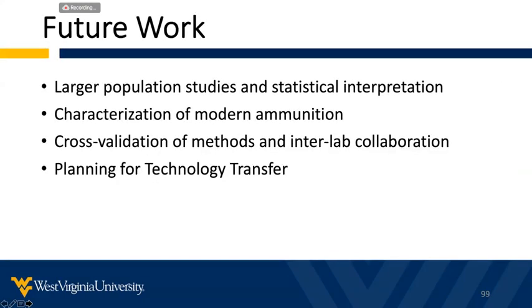So in terms of future work, we're going to be analyzing larger population studies so that we can provide fully statistical interpretation alternatives. We are also characterizing modern ammunition by different methods, and we are going to be starting next year a cross-validation of methods and an interlaboratory collaboration. So if any of you are interested in finding out a little bit more about the interlab studies, please feel free to reach out to us.